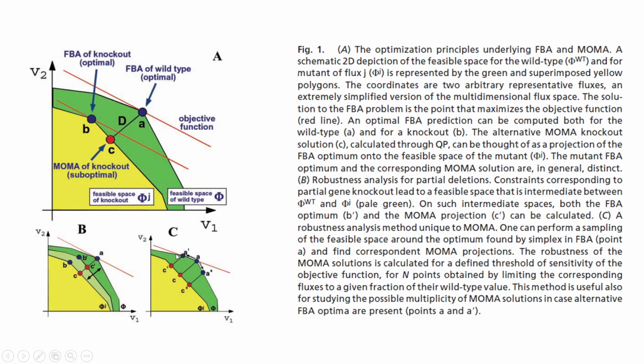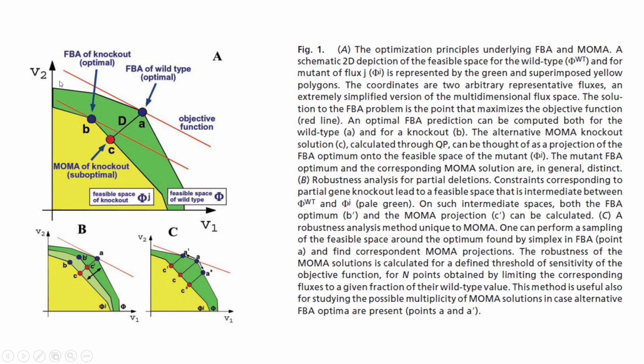So A and A dash are on the optimal space. A hash here is not in the optimal space. Now you can have projections of these onto the MOMA space, and then you calculate what the distance is and you try to minimize the distance. Basically, the robustness of the MOMA solutions is calculated for a defined threshold of sensitivity of the objective functions, and this method is useful also for studying possible multiplicity of MOMA solutions in case alternative LP optimal solutions are present. So just to summarize the whole thing.